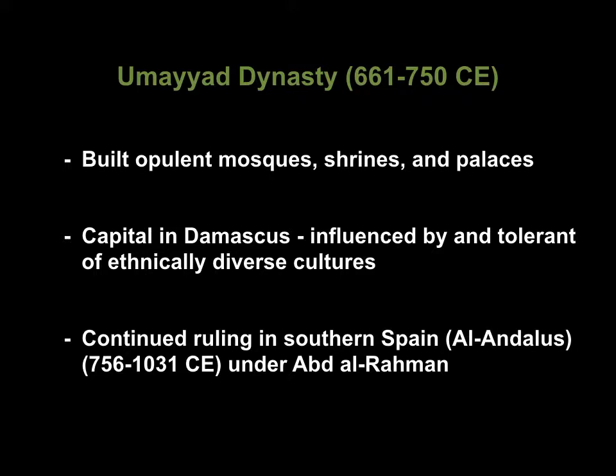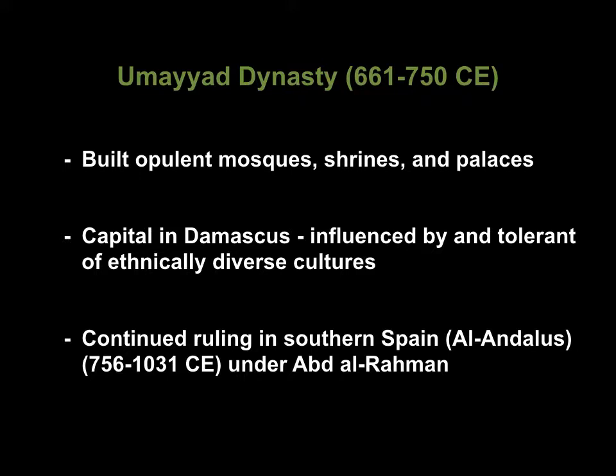Under the Umayyad leaders, Arabic became the official language, and Arabic authorities replaced Greek, Persian, and other political officials from previous regimes. To pronounce the achievement of this Arab dynasty and the importance of their Islamic faith, large-scale monuments in the form of mosques and shrines were constructed throughout the empire.